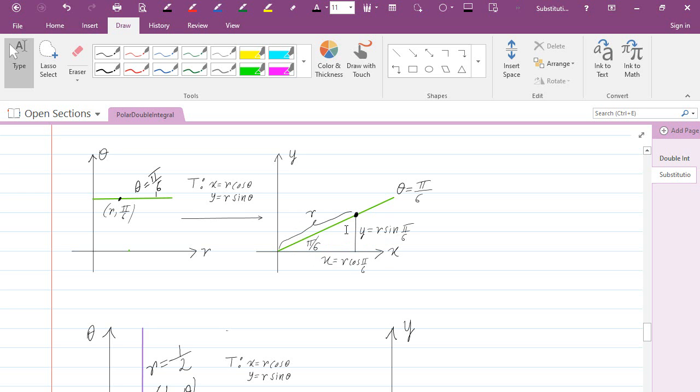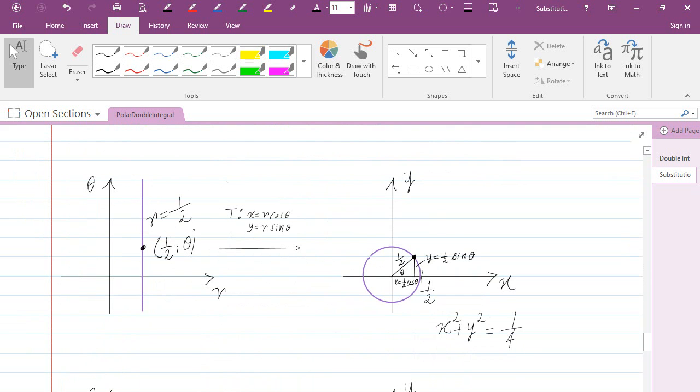Recall that this ray is the graph of this equation if we think of it as a polar equation, an equation in polar coordinates. The graph of that equation in the x y plane is this ray. So the polar transformation maps this horizontal line to this ray.